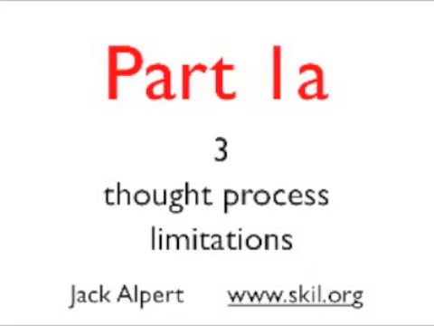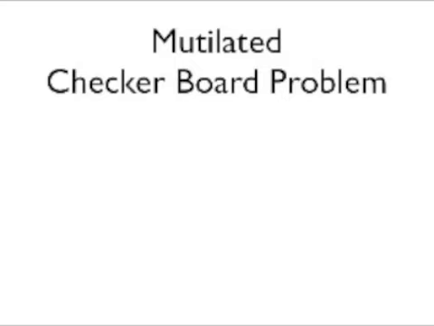Let me now describe the 3 thought process limitations that play a determining role in my decision. I will use a problem-solving exercise to describe each. The first problem is called the mutilated checkerboard problem.